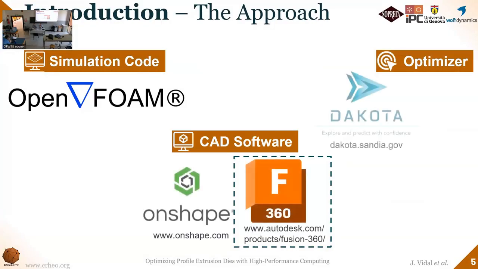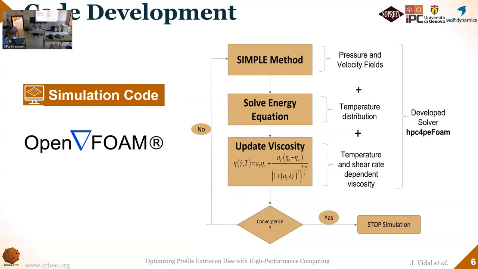What have we done in terms of the project? We created a framework that combines OpenFOAM and two CAD software, OnShape and Fusion 360. Why? OnShape is a software that works on the cloud. It's easier to use. And Fusion 360 is the software used by the company, and they had experience on that, and it was easier to parameterize the geometry. Here, the CAD software is just used to generate different trial geometries. And then everything was combined with Dakota. Dakota was the optimization tool we used.